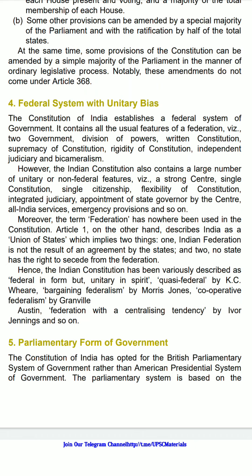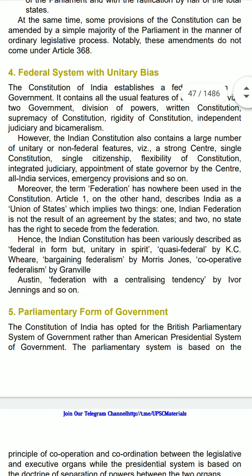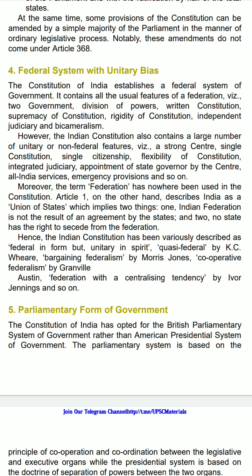Article 1, on the other hand, describes India as a Union of States, which implies two things: 1. The Indian federation is not a result of an agreement by the states, and 2. No state has the right to secede from the federation. Hence, the Indian Constitution has been variously described as federal in form but unitary in spirit, quasi-federal by K.C. Wheare, bargaining federalism by Morris Jones, cooperative federalism by Granville Austin, federation with a centralising tendency by Ivor Jennings, and so on.